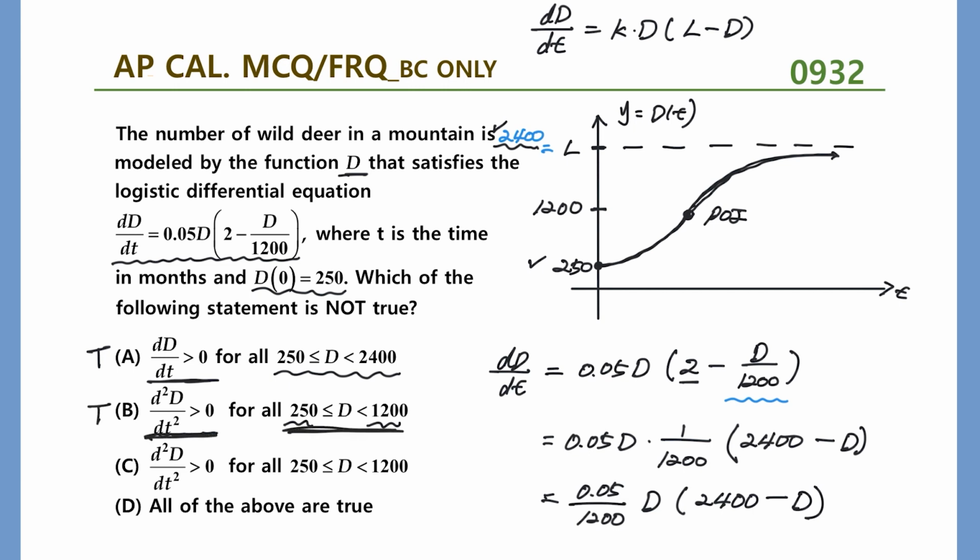So that's true. C, well, there's a typo here. This is 1200 and this is 2400. And it says our second derivative is positive for all d from 1200 to 2400. Well, our population curve is concave down in this interval, right? So this is not true. This is false. The answer is C. Okay?